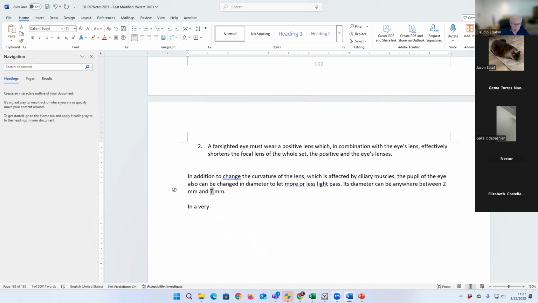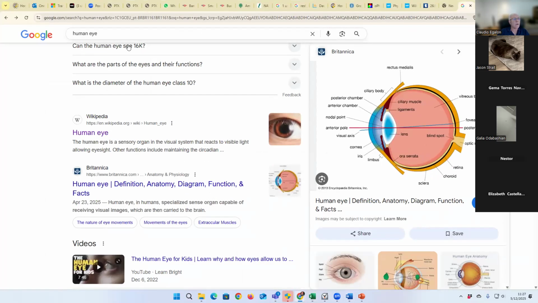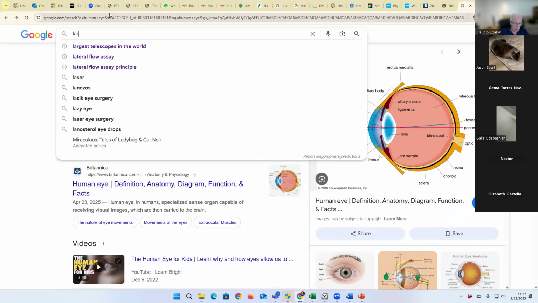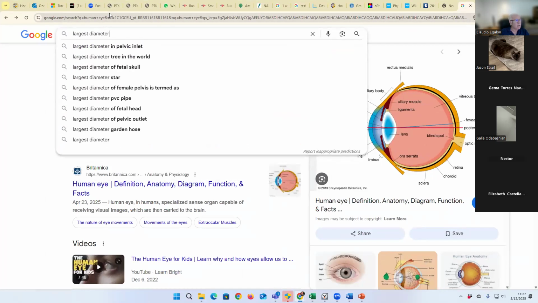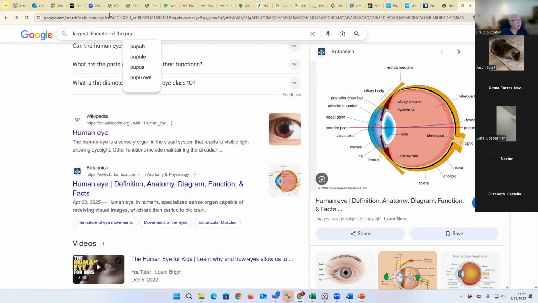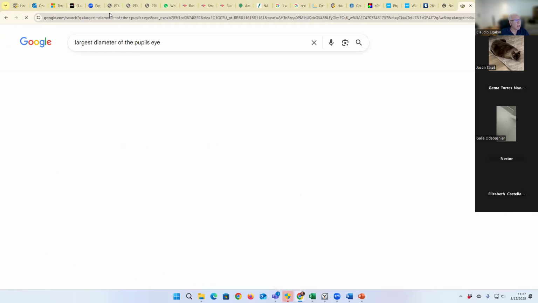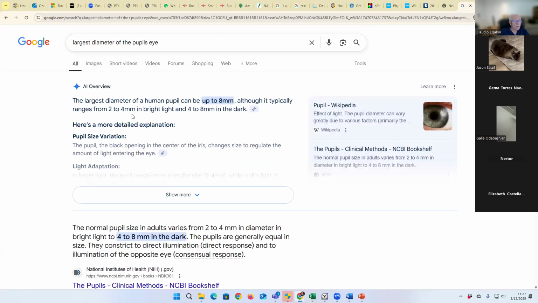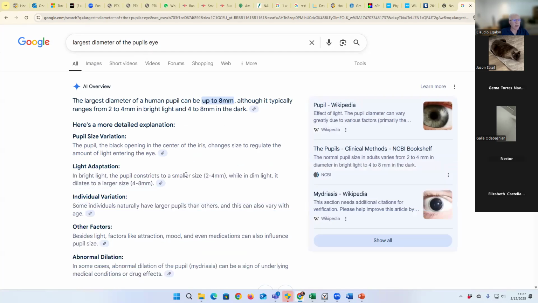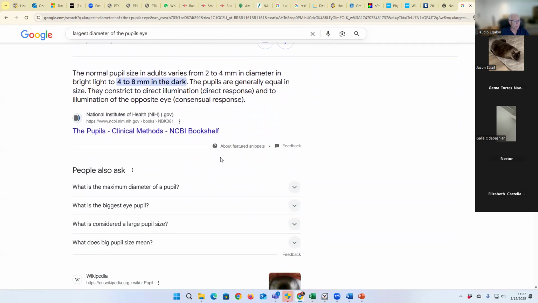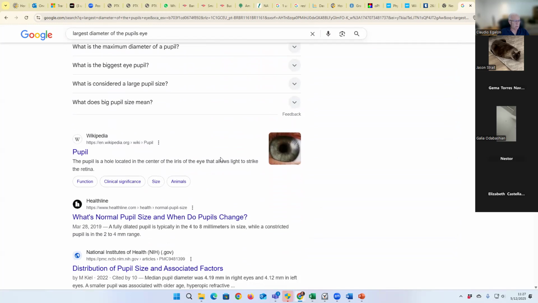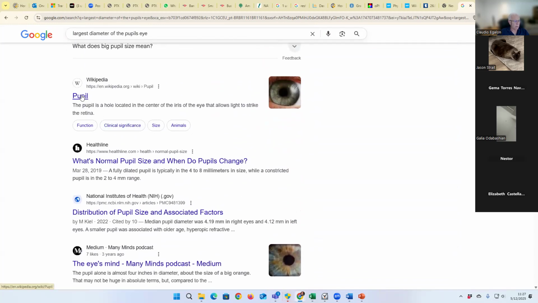I'm concerned about the 7 millimeters. I believe it's 9. Let's take a look. Largest diameter of the pupil. I see you can go all the way up. It says up to 8 millimeters. Okay, I have seen 9 millimeters in other books, but it's saying 8 millimeters here. Let's see other references here.